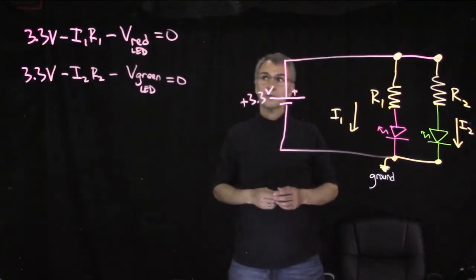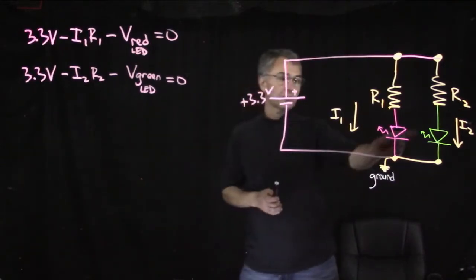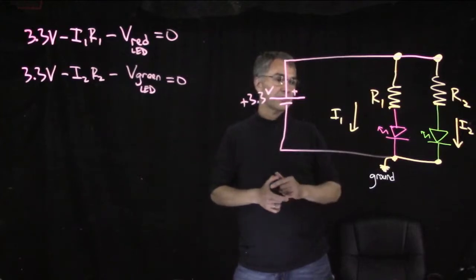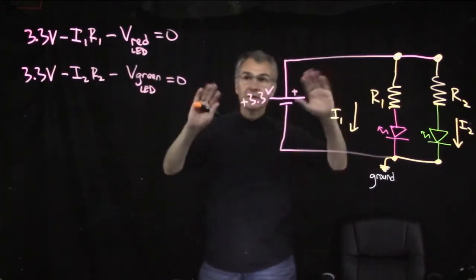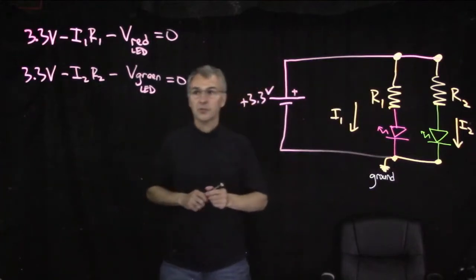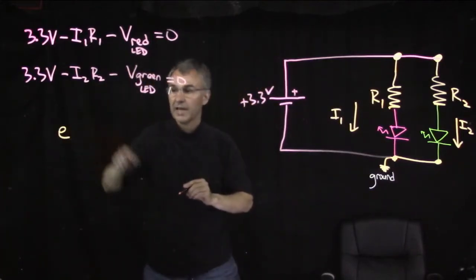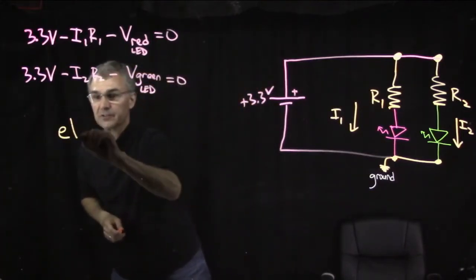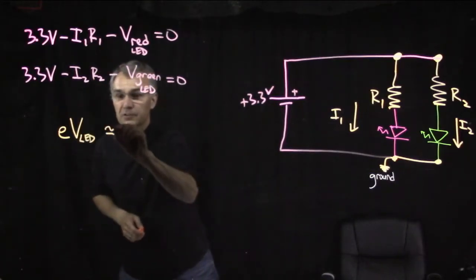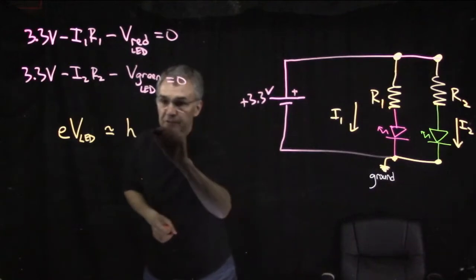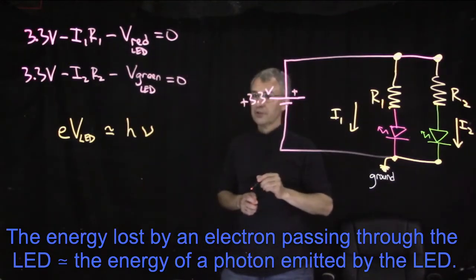Now, it turns out that when an LED is illuminated, the voltage across it is approximately given by the expression: the unit charge, the absolute value of the charge on an electron, times the voltage across the LED is approximately Planck's constant times the frequency of the light emitted by the LED.